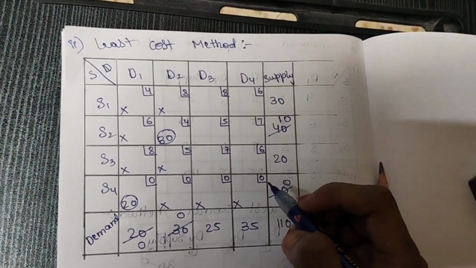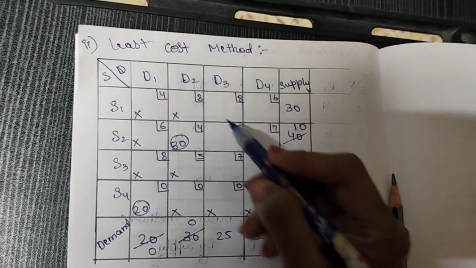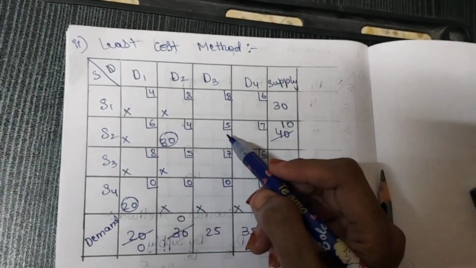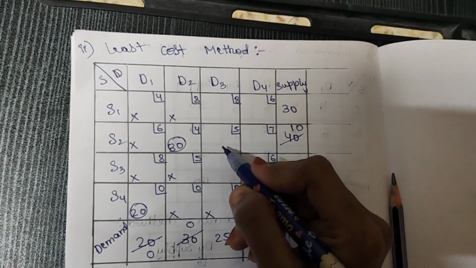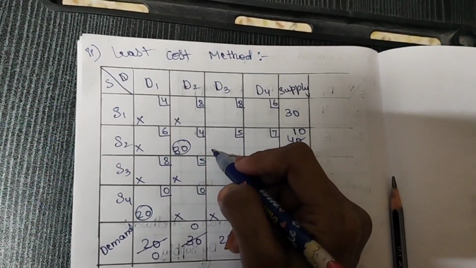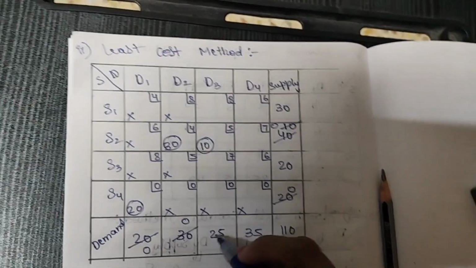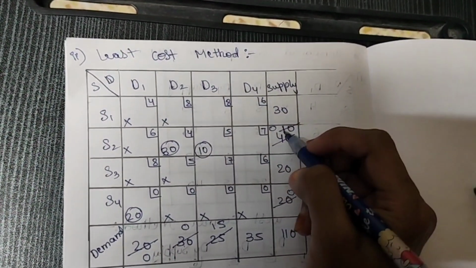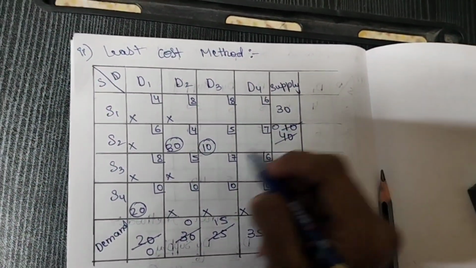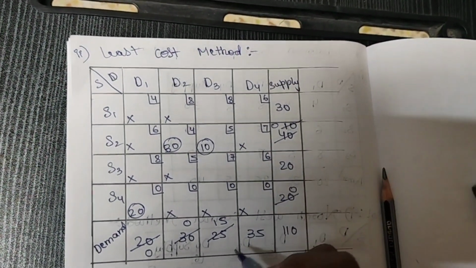Next least cost under this table is 5. We don't have any tie for the 5, so we will take this directly. We have 25 and 10, so we will take 10 as it is the minimum. So 10 is taken, this becomes 0, this becomes 15. As this supply became 0, we have to cross out this row, that is this cell.